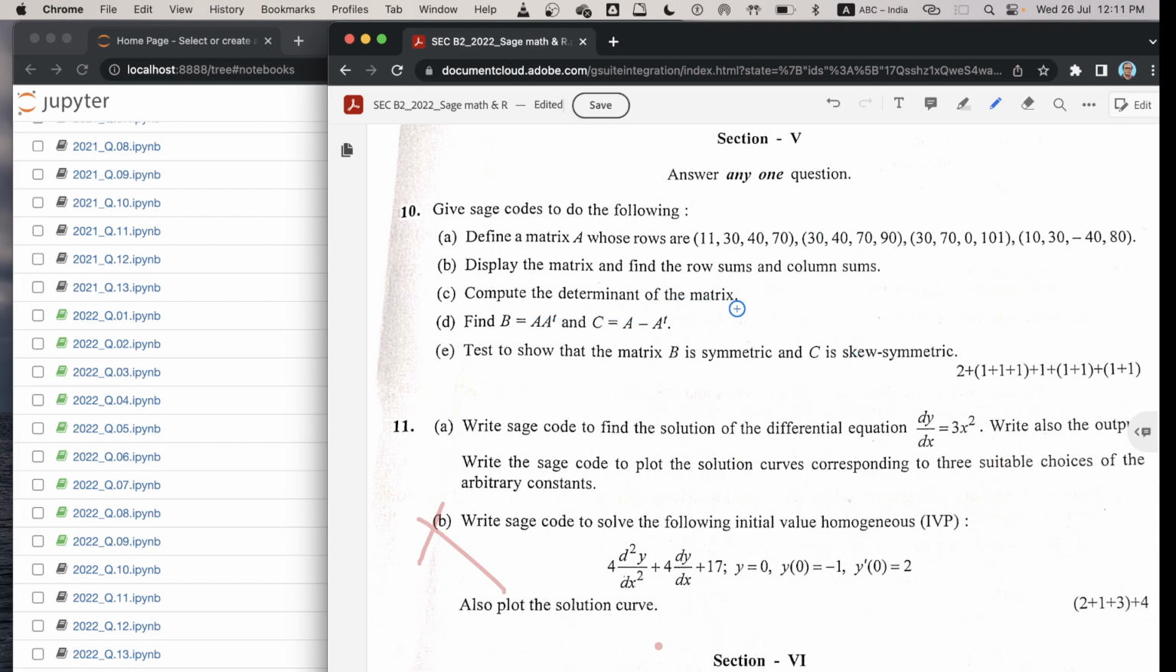Compute the determinant of the matrix. Find B equal to A transpose and C equal to A minus A transpose. Test to show that the matrix B is symmetric and C is skew symmetric. So, question 10.